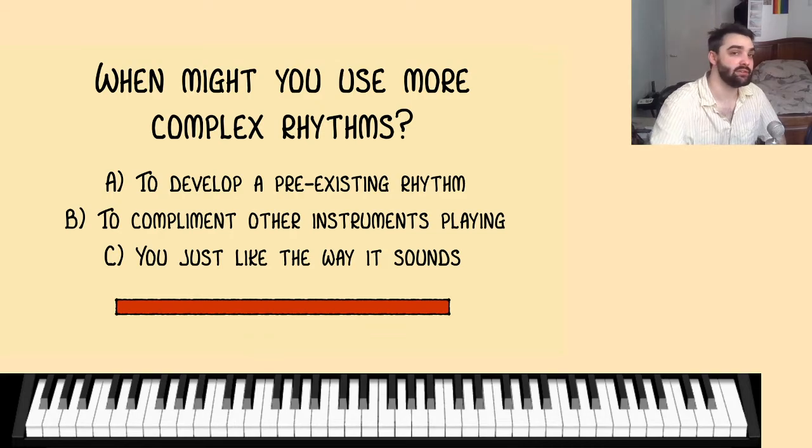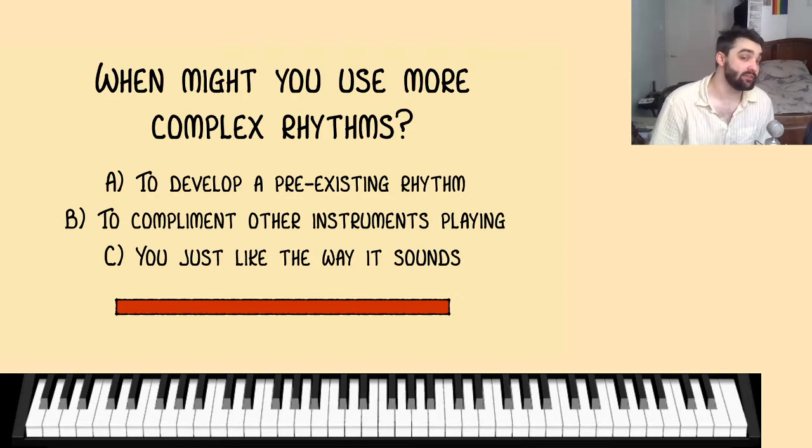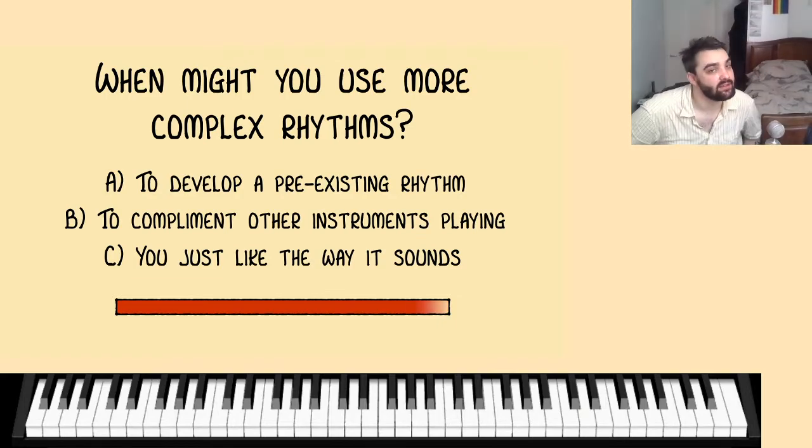So when might you use more complex rhythms? Is it A, to develop a pre-existing rhythm, is it B, to complement other instruments that are playing, or is it C, you just like the way it sounds? Which one? 10 seconds starts now. Why might you use a more complex rhythm?